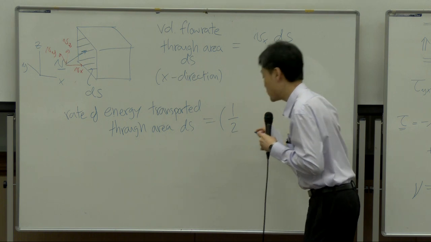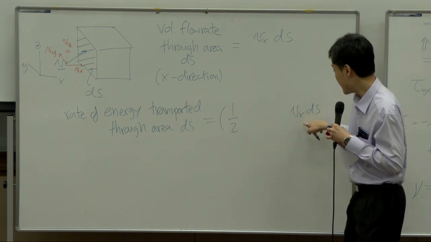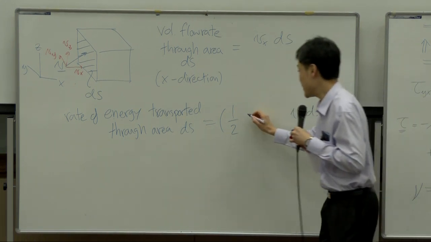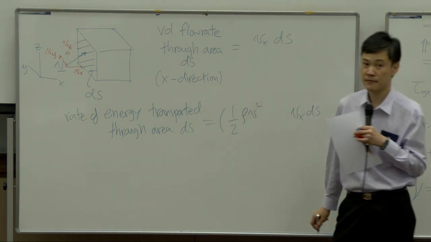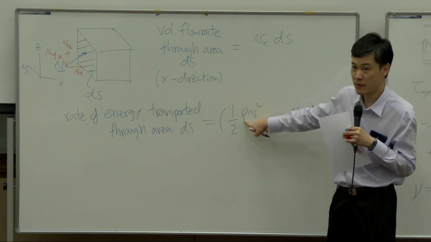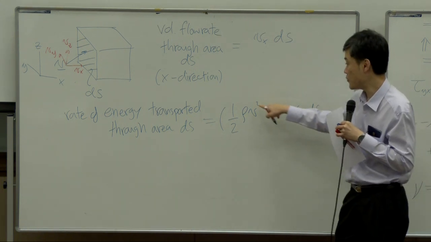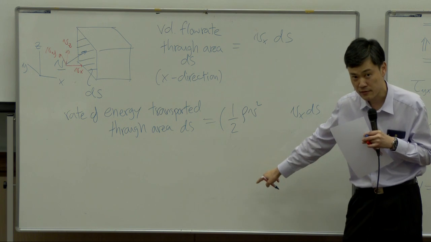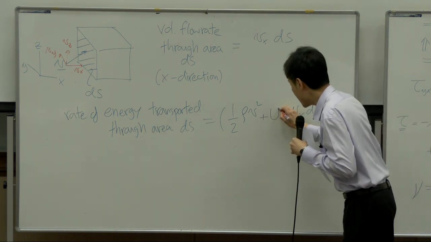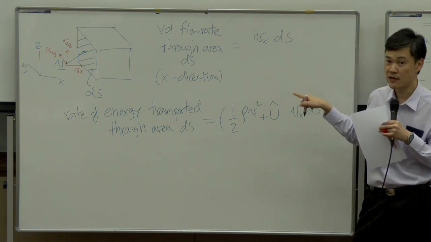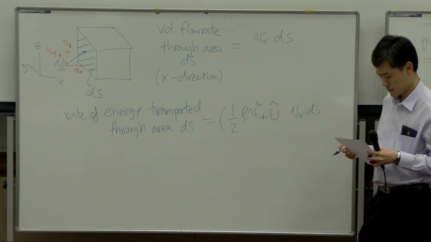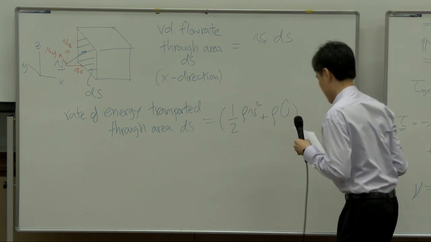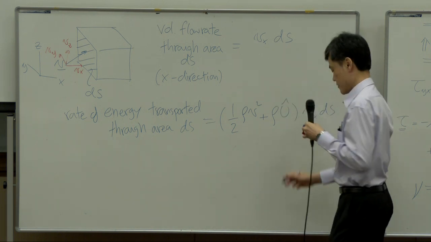Kinetic energy is 1 over 2 mv squared. But this is volume by unit already. In order to get unit of energy, it's supposed to be 1/2 rho v squared. This is kilogram per cubic meter multiplied by cubic meter per second. You end up with kilogram per second. Okay? So the whole thing here would be joule per second. Added by internal energy, U with the hat means internal energy per unit mass. I'm sorry. That's supposed to be rho U Vx ds.